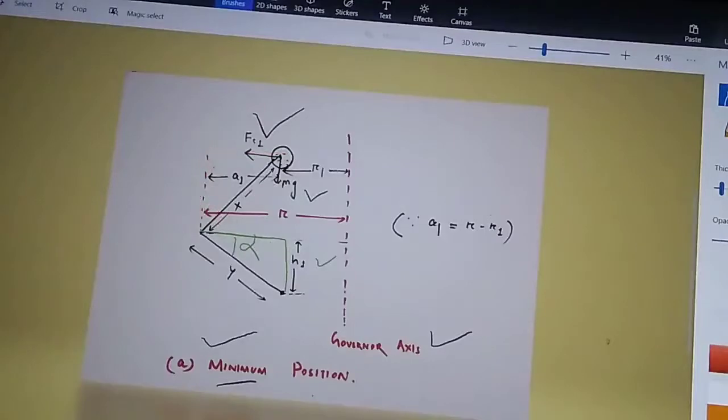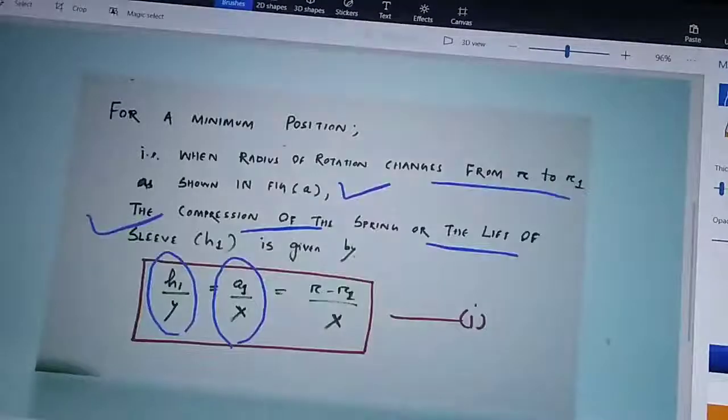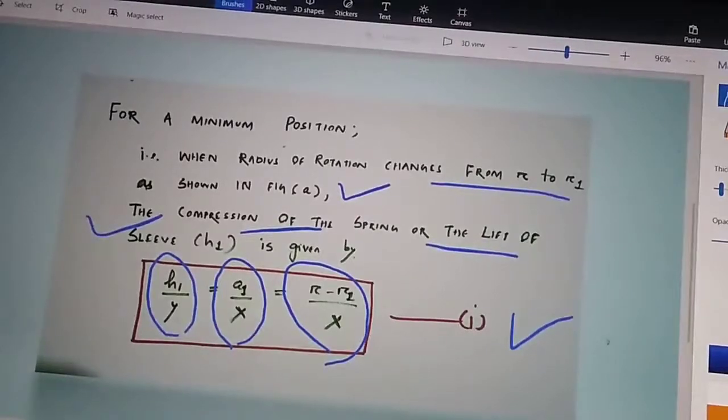So now see, a1 is how much? This one is the a1 value. a1 is the radius of rotation minus the minimum radius of rotation, that is r minus r1. So a1 is equal to r minus r1. So just substitute this value here, that is, h1 by y is equal to r minus r1 divided by x. This is equation number 1, and this one is for the minimum position.